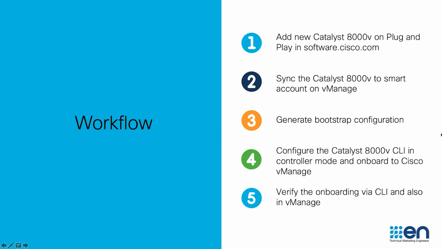While we're waiting for the deployment, let's look at the workflow we need to follow to onboard this C8KV. First, we need to go to software.cisco.com and add a new device on Plug and Play. Then we are going to sync this newly added device to the smart account on vManage. After syncing the device to the smart account, we need to add a new device in vManage and generate the bootstrap configuration. After that, we are going to configure the C8KV and add all the information we need for onboarding. Finally, we are going to verify the onboarding via CLI and also in vManage.